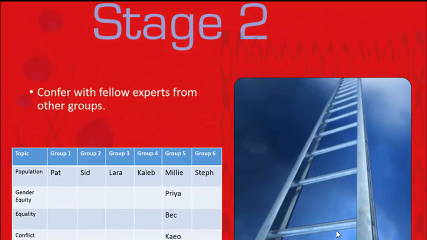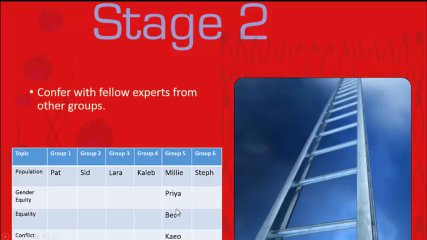So once we get to stage 2, this is where it gets a little bit different. I don't know if you've done this sort of stuff before, but essentially what happens is that, say for argument's sake, this is one I've generated randomly. In group 5 we've got Millie, Priya, and Beck and Ko, and Priya is doing gender equity and Beck is doing equality and so on. So that's their group, and they would have done their research.